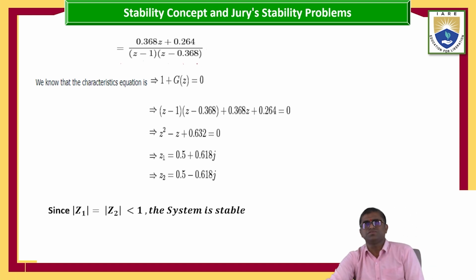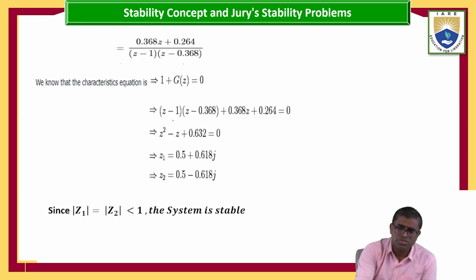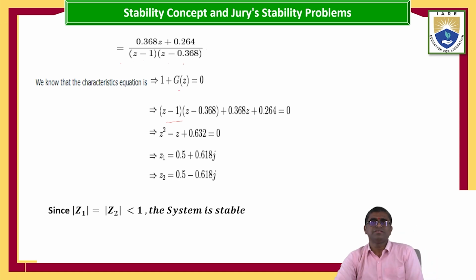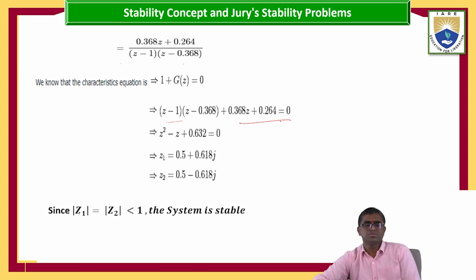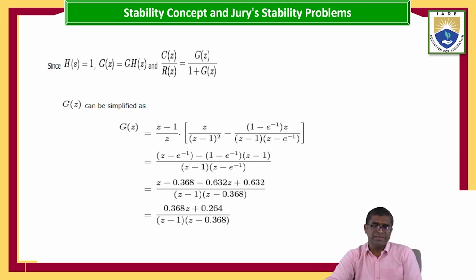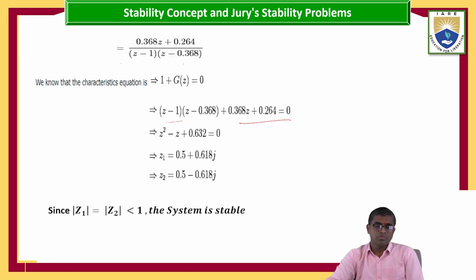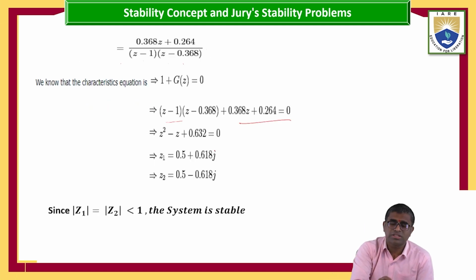For taking the characteristic equation of this one, the denominator part equal to 0, that is 1 plus G of z equal to 0. G of z is nothing but this value, the G of z value. So taking the equations, we got the z1, z2 values. That is, mod z1 value is less than 1, and similarly mod z2 value also will be less than 1.